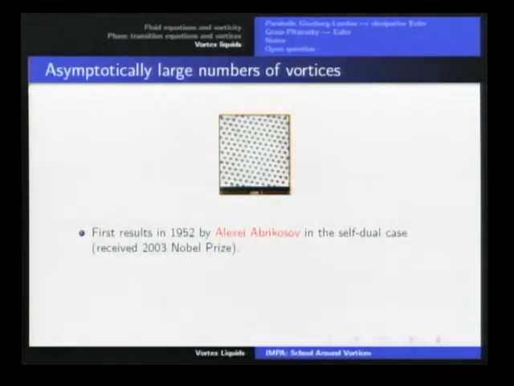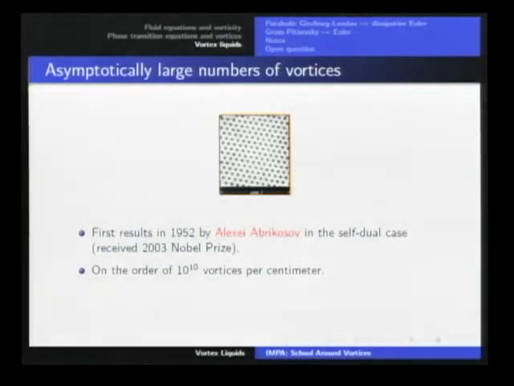Okay, but in superconductors, in type 2 superconductors, we see lots of vortices. We don't typically see one isolated vortex in a sample. We typically see large arrays. And this was first uncovered analytically by Abrikosov, but there are actual experiments where they see huge lattices of vortices. And this was discussed earlier. But you can imagine there being huge numbers of vortices.